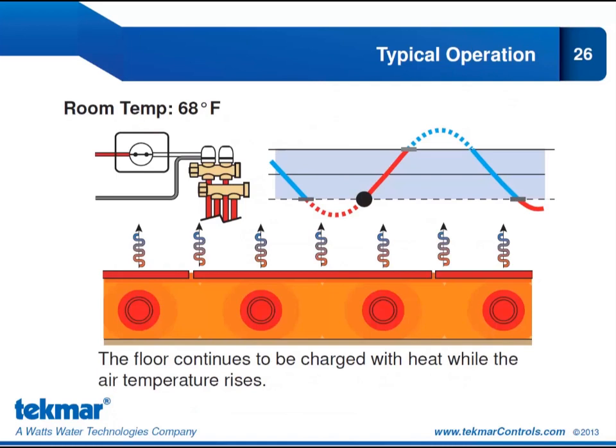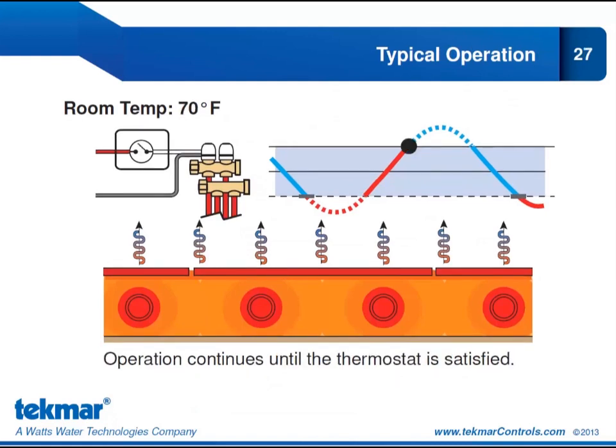So the floor this whole time continues to be charged with heat while the air temperature rises. So now I'm up to 68 degrees. I can see there is quite a bit of heat moving through my tubing and radiating to my floor surface, which in turn is going to radiate to all the occupants and objects in the space. Now this operation continues until the thermostat is satisfied.